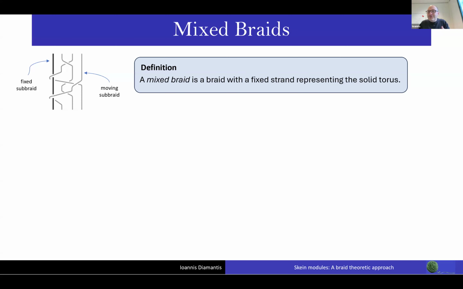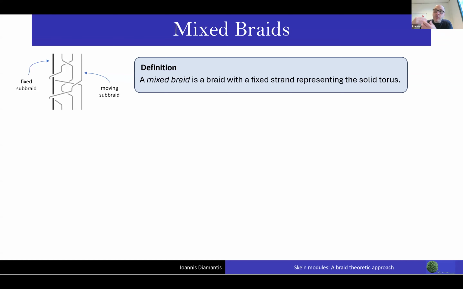Now, moving on. Now we want to understand a little bit how one can use the braid approach. So first, we have to understand how to obtain a braid from a mixed link. So what is a mixed braid? In other words, it's nothing but a braid with a fixed strand, which without loss of generality, we will always assume to be the first strand of the mixed braid. It represents the complementary solid torus. All right, and the moving subbraid corresponds to the moving part of the mixed link, which is nothing but the link in the lens space. All right, and so what is a mixed braid? It is nothing but the braid presentation of the mixed link.